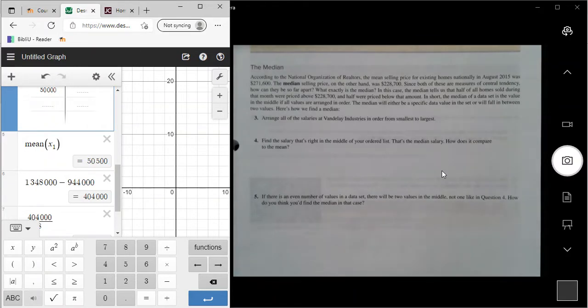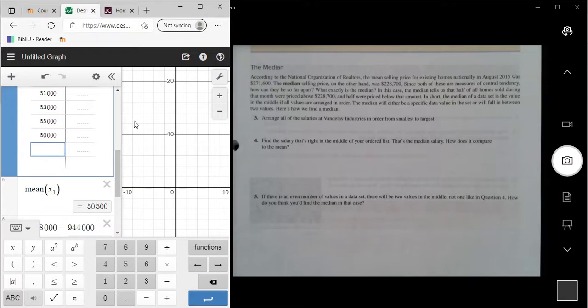In this case, the median tells us that half of all homes sold during this month were priced above $228,700 and half were priced below that amount. In short, the median of a data set is the value in the middle if all values are arranged in order. The median will either be a specific data value in the set or will fall in between two values. Here's how we find a median. Arrange all the salaries at Vandelay Industries in order from smallest to largest.